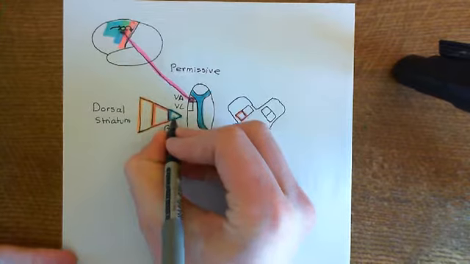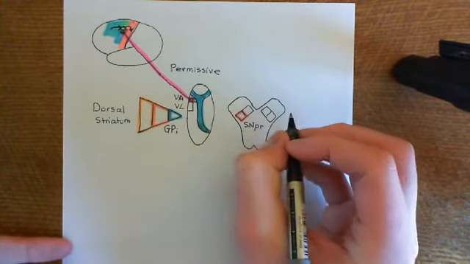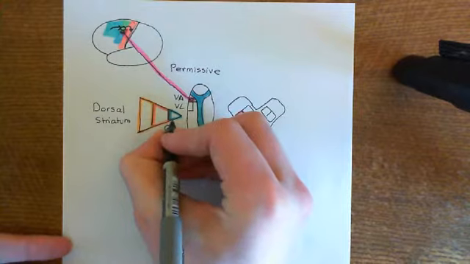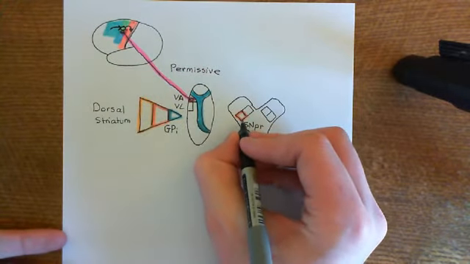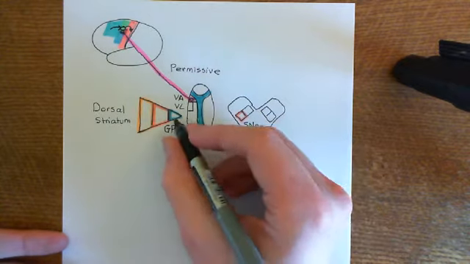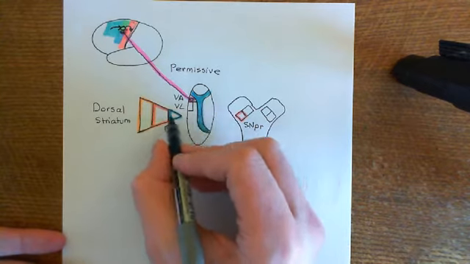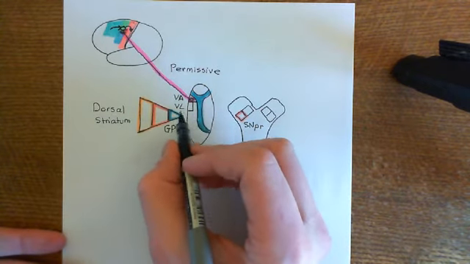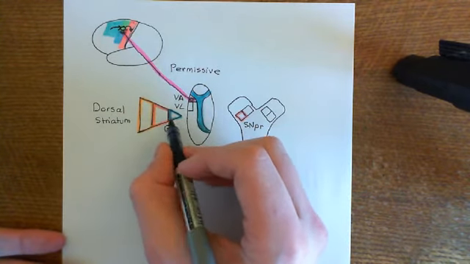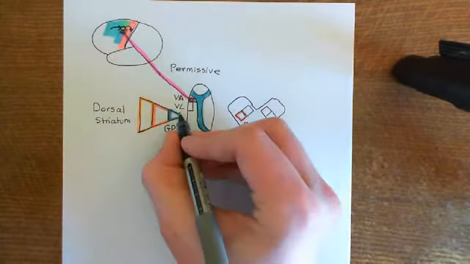So here's the internal globus pallidus. Here is the substantia nigra pars reticulata. Basically, the internal globus pallidus and the substantia nigra pars reticulata do the same thing. In fact, you can think of them as anatomically distinct parts of the same thing. You can think of them as the same thing, except for the fact that they're anatomically separated. Okay, so they're going to now do the same thing.